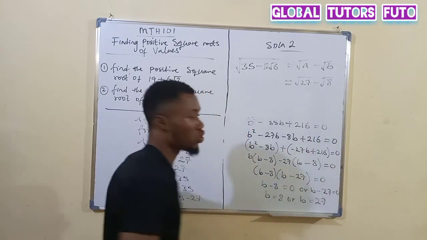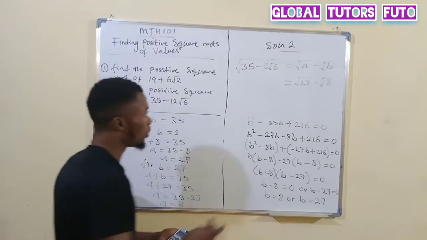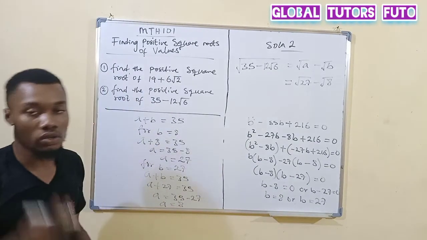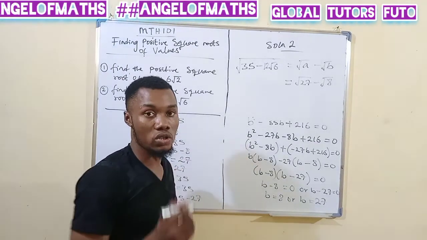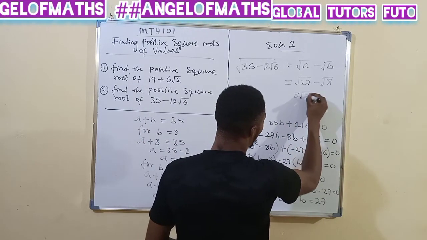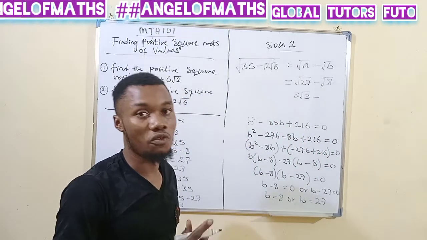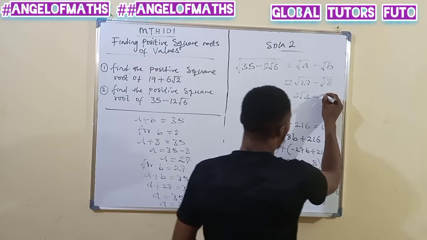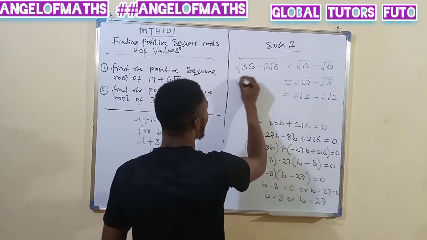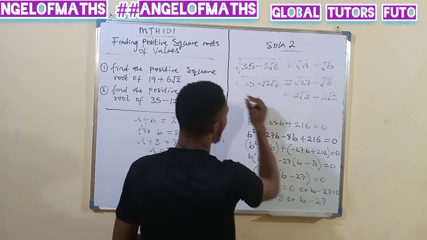Okay? So now what is root 27? Can we simplify it further? So yes, you know that 3 times 9 is 27. Now the square root of 9 is 3. So this is the same thing as 3 root 3 minus, what is root 8? 2 times 4 is 8. So 4 has a perfect square, which is 2. So this one is 2 root 2. So you can leave it this way or you leave it this way. So root of 35 minus 12 root 6 is equal to this.